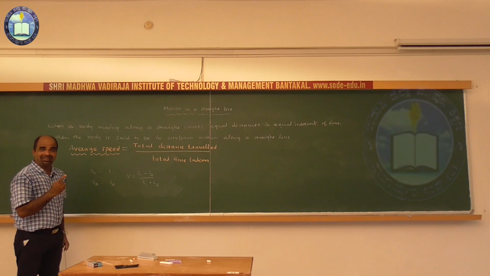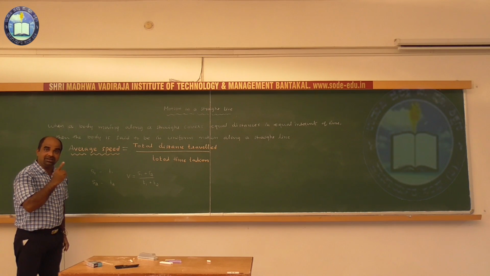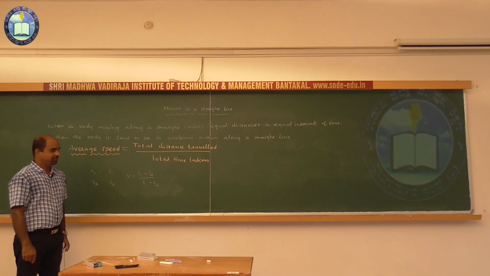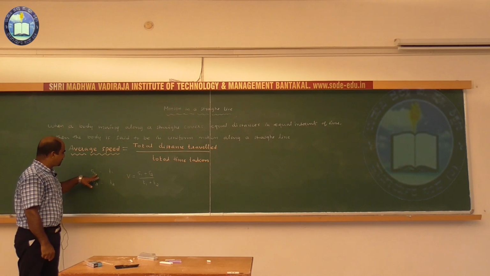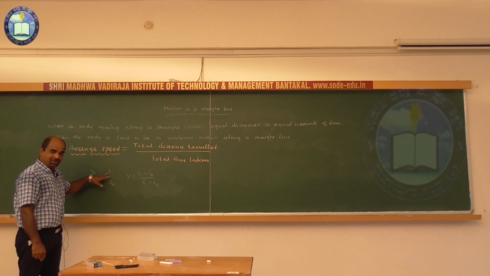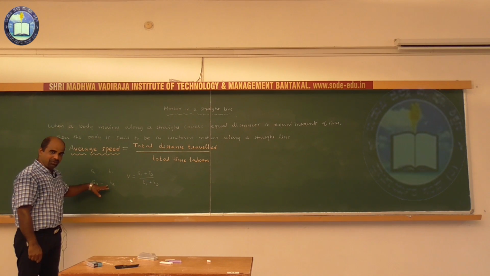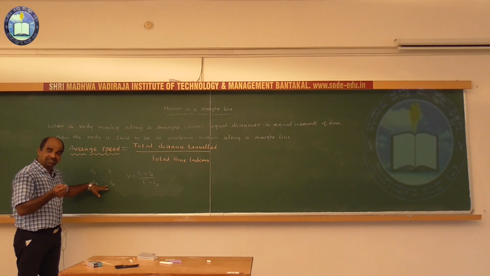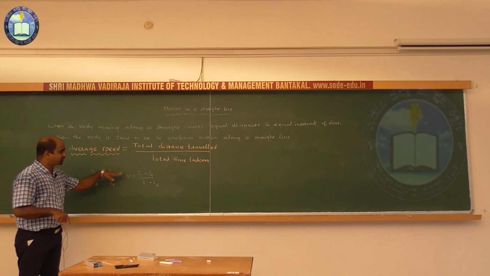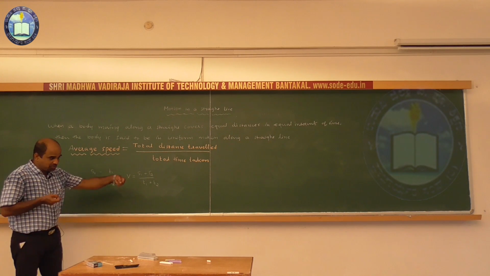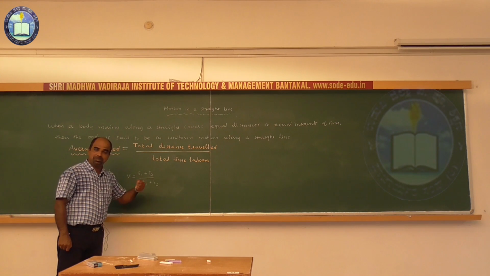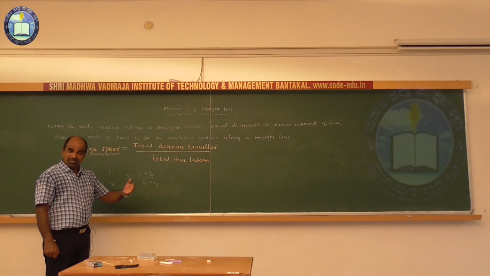S1 and S2 are the different distances traveled by the body in different intervals of time t1 and t2 respectively. Got it? See, if a body travels distance S1 in time t1 and S2 in time t2, then what is the total distance traveled by the body? S1 plus S2. What about direction?